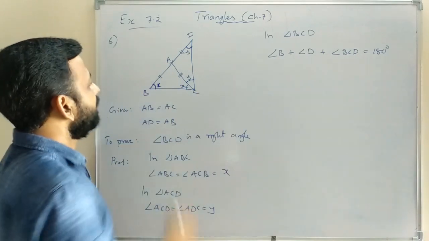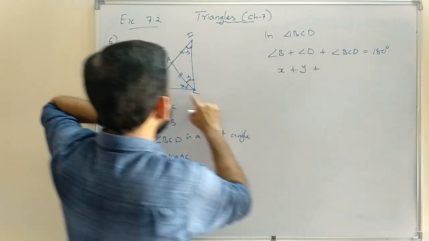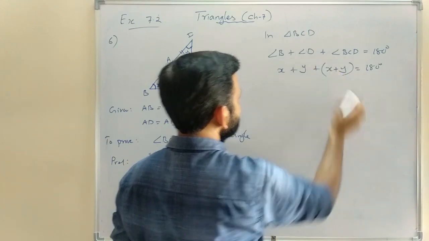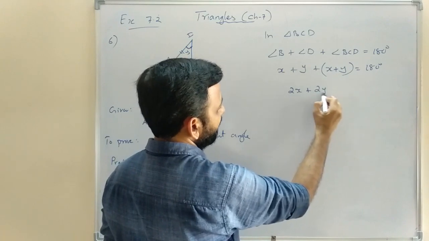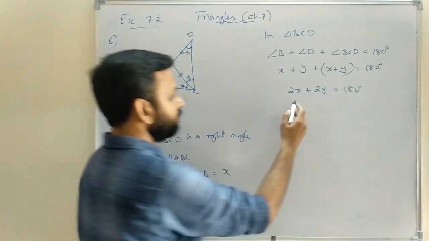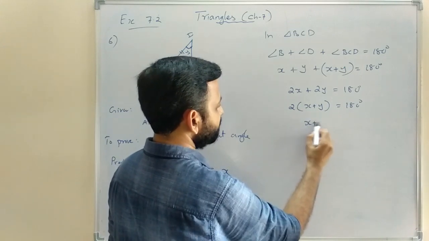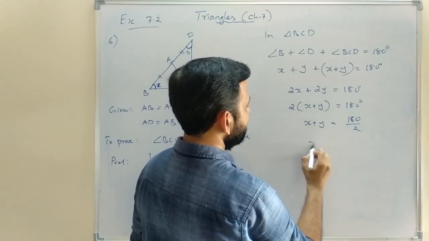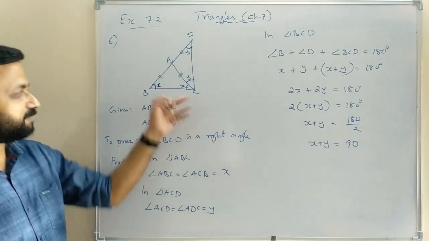Now we can replace them. Angle B, that is X, plus angle D, that is Y, plus angle BCD, that is X plus Y, equal to 180 degree. Now we can combine them. X plus X, that is 2X, plus Y plus Y, 2Y, equal to 180 degree. We take 2 outside: 2 into X plus Y equal to 180 degree. Therefore X plus Y equal to 180 upon 2, that is 90. So now we got X plus Y is equal to 90.